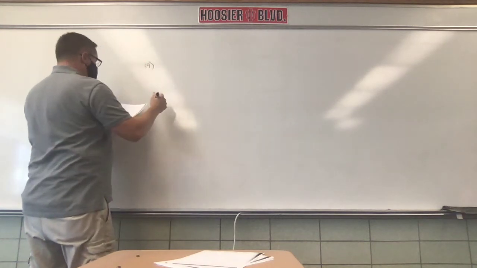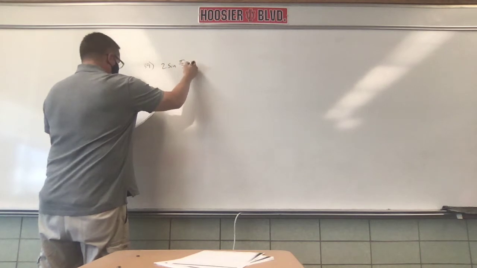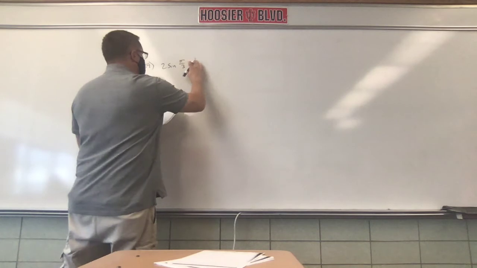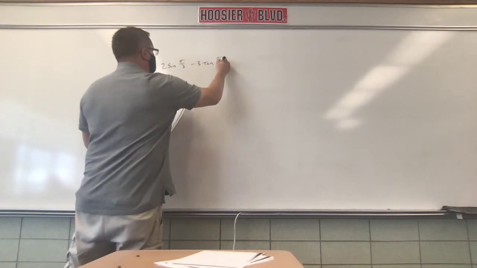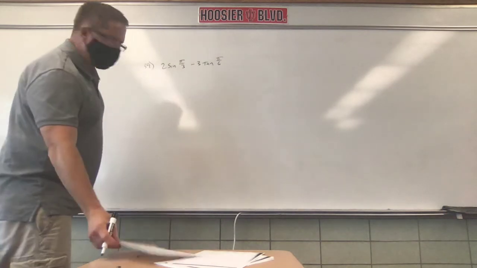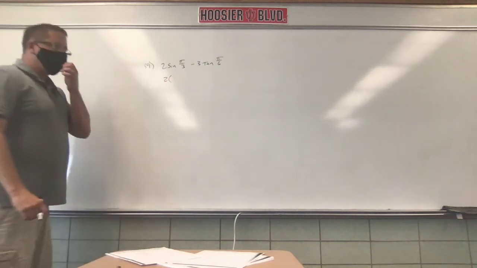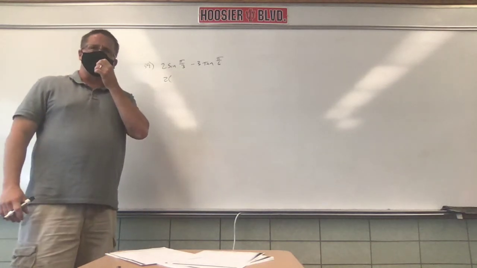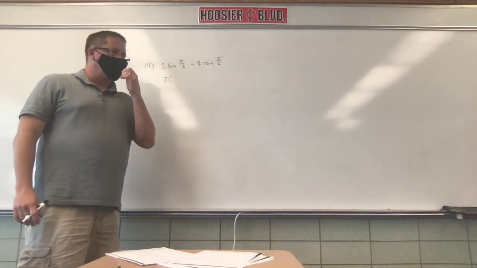They ask us for 2 sine of pi over 3 minus 3 tangent of pi over 6. Okay, you guys got your unit circles out there. So 2 sine pi over 3 means 2 times the sine of pi over 3. And what is that? 2 times radical 3 over 2, is it? Is that correct? You guys got the unit circles. Let's see how well you can read them.